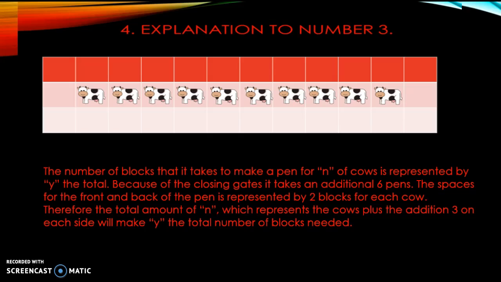Explanation to number 3. The number of blocks that it takes to make a pen for n cows is represented by y, the total. Because of the closing gates, it takes an additional 6 blocks, which are right here, 3 and 3. The spaces in front and back of the pen, which are right here, are represented by 2 blocks for each cow. Therefore, the total amount of n, which represents the cows, plus the 3 additional on each side right here, will make y, the total number of blocks needed.